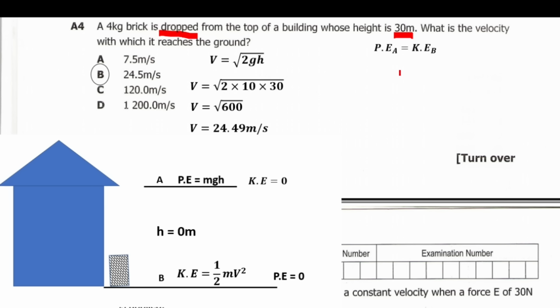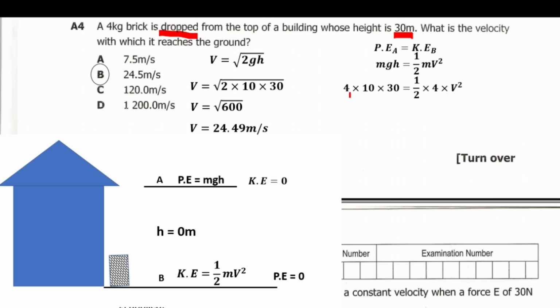Then we know the formula for potential energy is mgh, and the formula for kinetic energy is half mv squared. We substitute m as 4, g as 10, h as 30. On this side, v we don't know, because that's what we need to find. After substituting, 4 times 10 times 30 equals half times 4 times v squared, which we don't know.